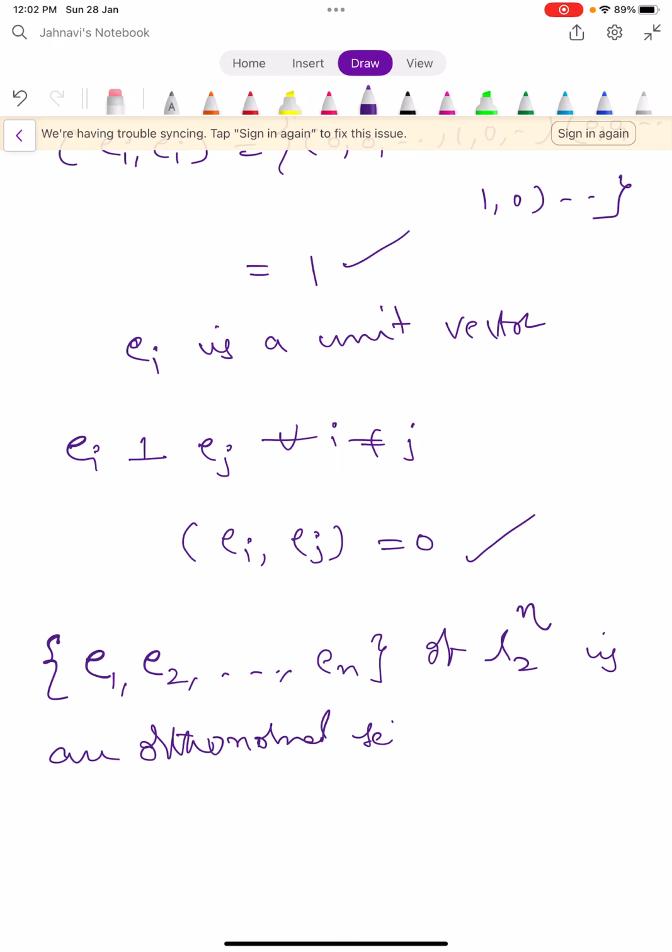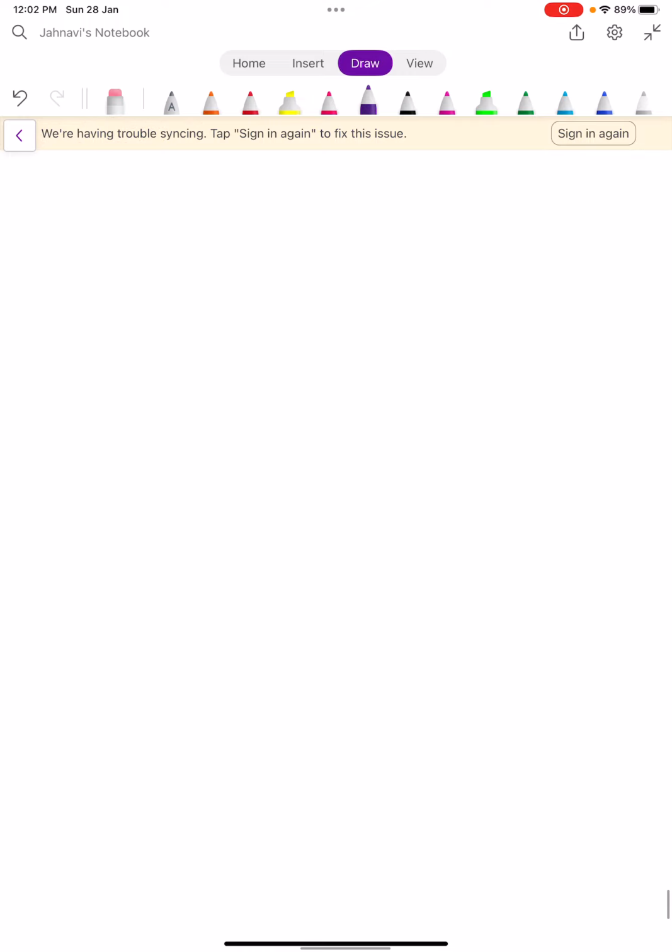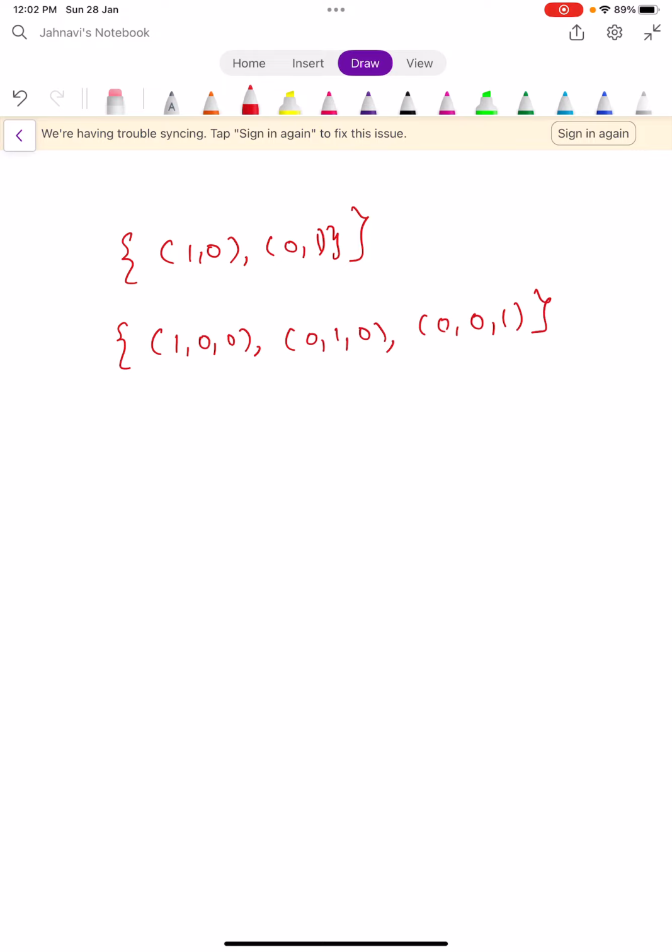To understand this set more precisely, you observe that (1, 0) and (0, 1) is an orthonormal set. (1, 0, 0), (0, 1, 0), (0, 0, 1) clearly is an orthonormal set. So I think you understand this pattern. (1, 0), (0, 1), (1, 0, 0), (0, 1, 0), (0, 0, 1). This is also an orthonormal set.